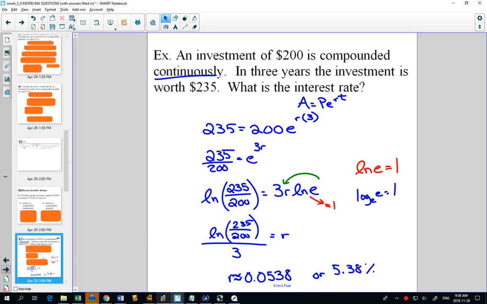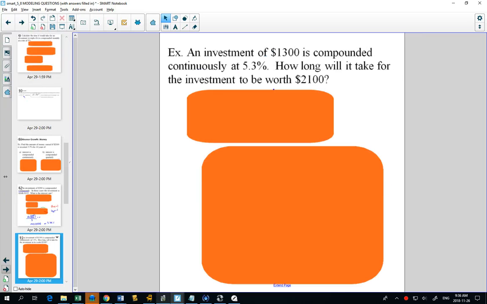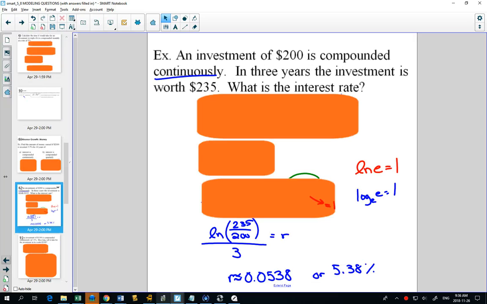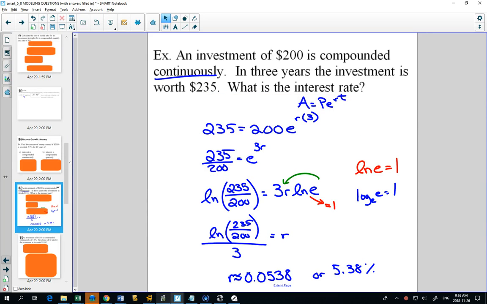So there's one more question at the bottom I want you to try. Yes, you have a question in this one. Why can't you use a log law? This one? You could expand it. It would just mean that you would have to write out more stuff. So if you wanted to write natural log of 235 minus natural log of 200, you could. But you don't need to.